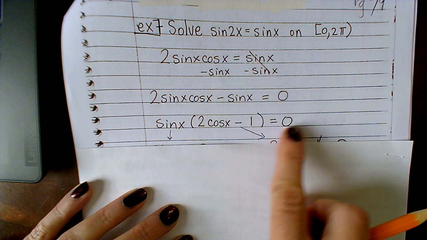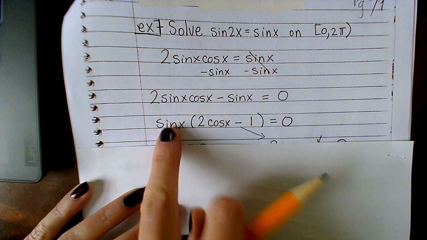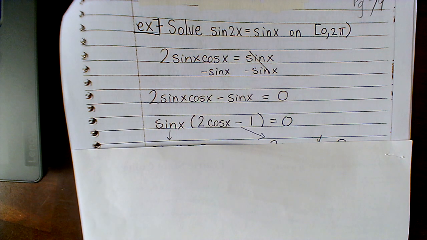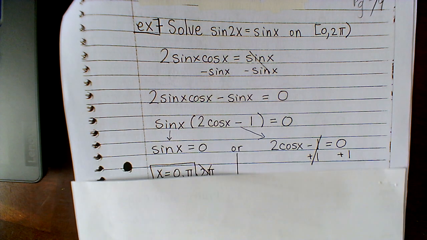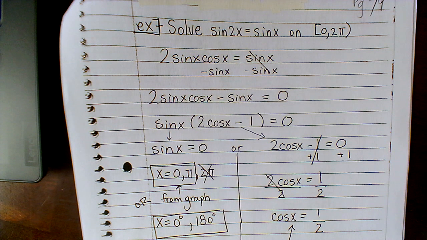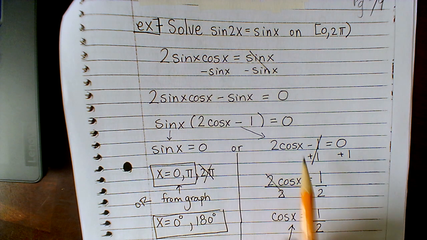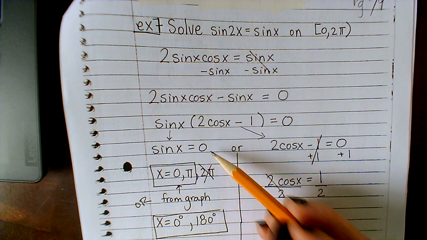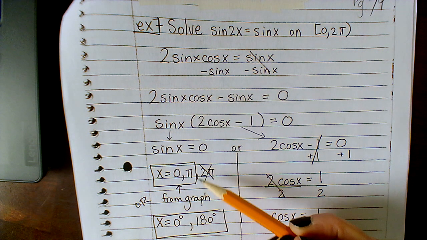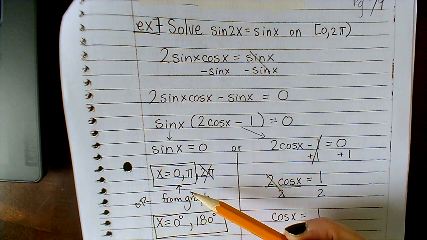When I do, now that I have this equal to 0, I can use what's called the zero factor property, and I can set each factor equal to 0 and solve those separately. So sine x equals 0, and then 2 cosine x minus 1 equals 0. Let's start with sine x equals 0. We have 3 options for that one.